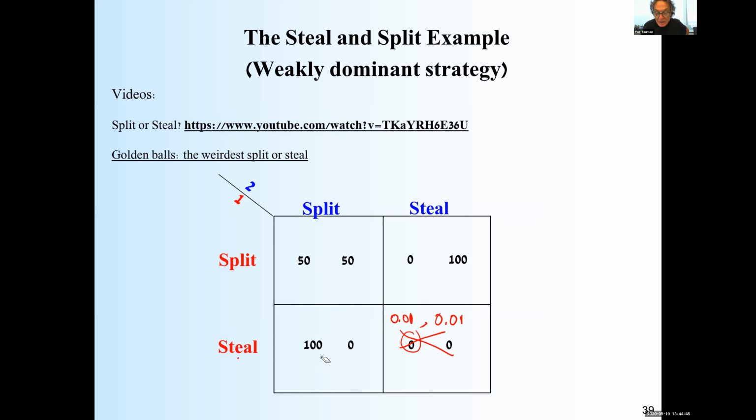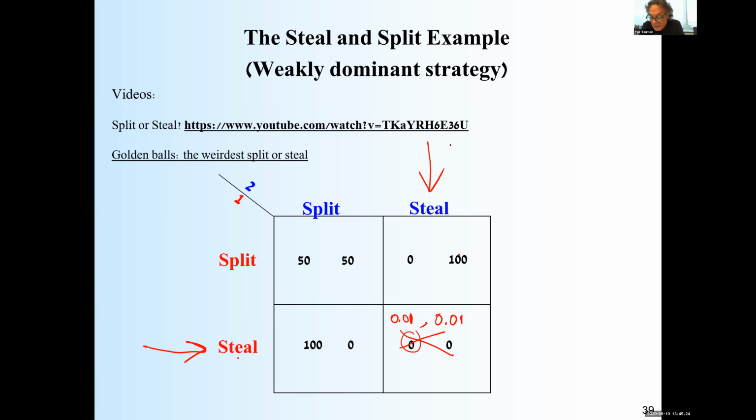Then it becomes a strictly dominant strategy. 100 is more than 50, 1 cent is more than 0. Also for the other guy, 100 is more than 50, 1 cent is more than 0. In that case, clearly I should go steal, and also player two should go steal, and the rational outcome is 0-0. So in this one, I completely ignore the psychology of the players playing this game and how they look, poker face or not. But in any event, if you are a smart guy, you have to go steal.